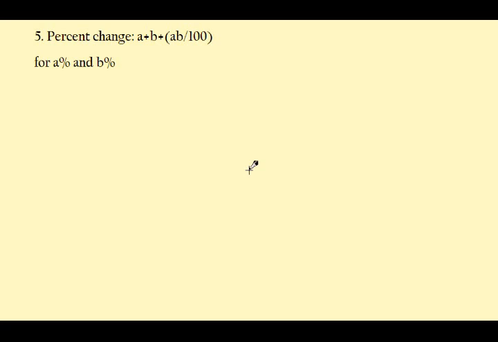It says that percent change is equal to A plus B plus AB upon 100. For example, a tradesman marks his goods at 40% above the cost price. That means our A is 40%. Then he gives a discount of 10% on cash, so let's consider B as 10%. Note that he gives a discount, so it is always less, so we put a negative sign here.